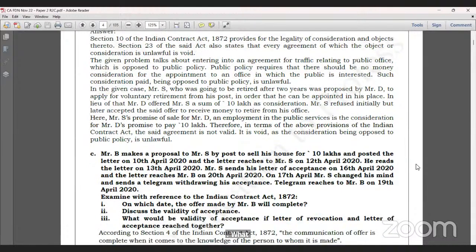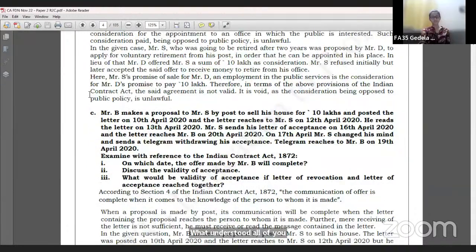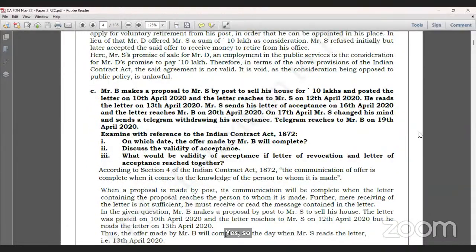Understood? All of you? Yes, sir. So remember, agreements opposed to public policy come under section 23. Section 10 will give you all the essentials of a valid contract. Remember, all the essentials of a valid contract are given under section 10.